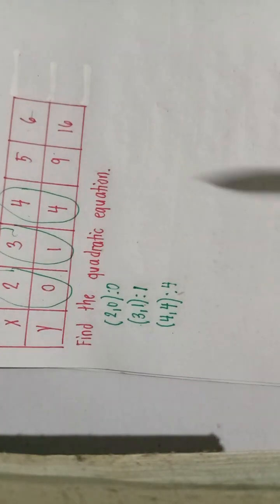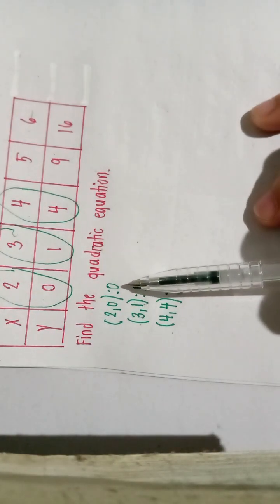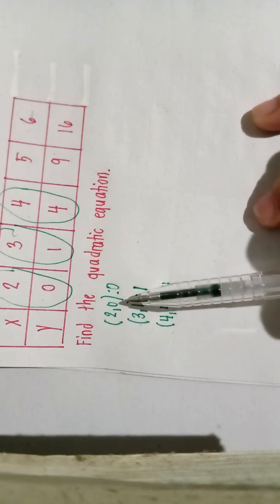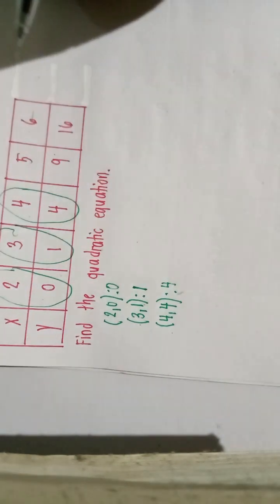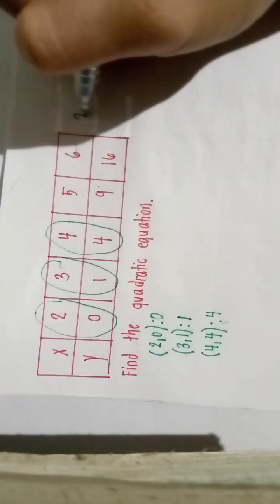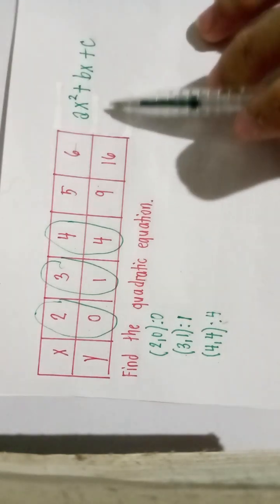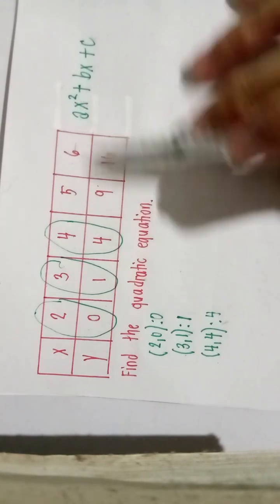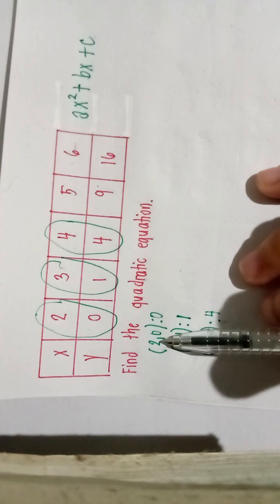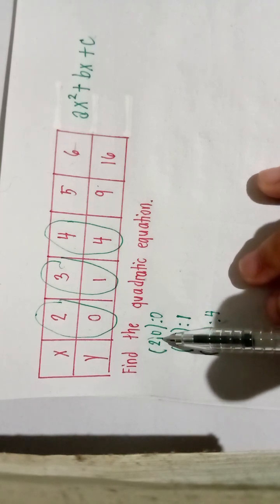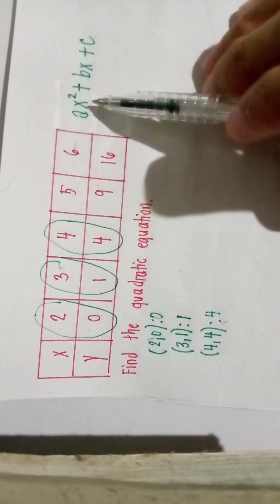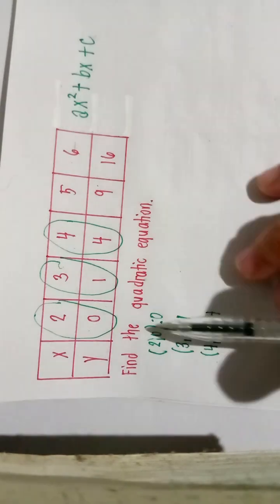Next, for the next step, we substitute these into the standard form of the quadratic function. The standard form is ax squared plus bx, we have ax squared plus bx plus c. So where do we substitute the points? We take the x coordinate. In the first point we have positive 2. We substitute it for x, and so on. That is what we will do for the 3 points.